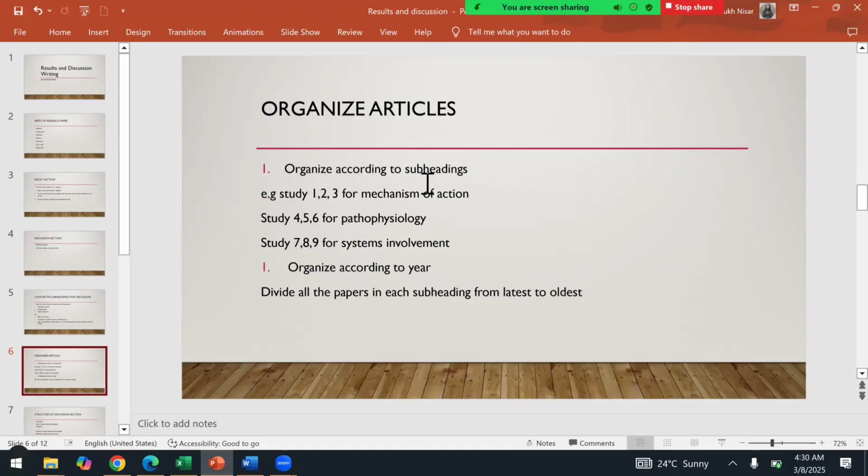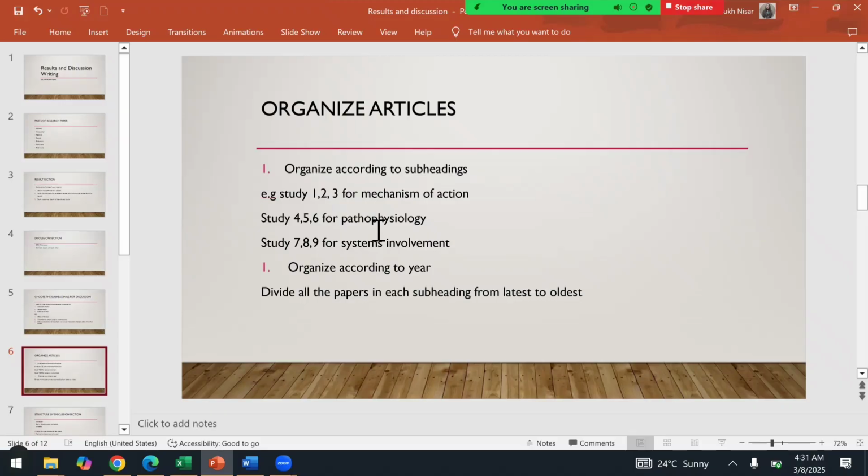So when you have chosen your subheadings, then you have to divide the papers. For example, study 1, 2, 3. You have, for example, 9 total articles, and 3 of them talk about mechanism of action, and 4, 5, 6 talk about pathophysiology, and 7, 8, 9 talk about systems involvement. Then you have to write a subheading. For example, you would write mechanism of action of this drug, and you have to cite paper one, the results of paper one, then results of paper two, results of paper three, and it's done.